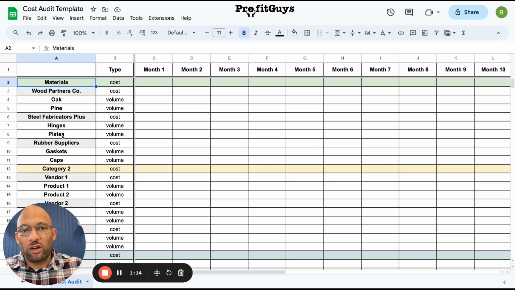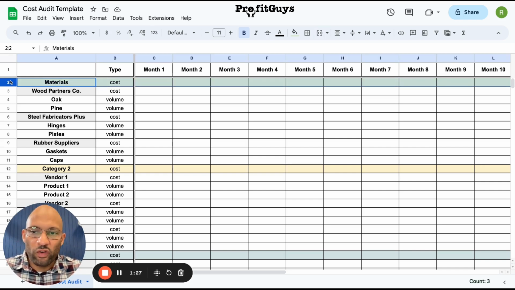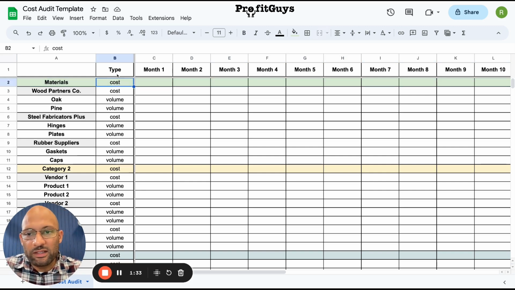You might have a shipping category, a packaging category, or promotional products, or whatever it is, but try to group things by category. It makes it easier for you to know what you're looking at when you come back and you have all the data here laid out. So the very first row in each section is going to be the general category, materials, and then the type. So what are we looking for here? Are we looking for cost, or are we looking for order volume?